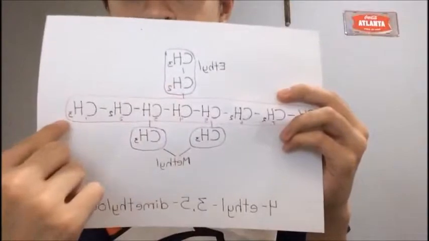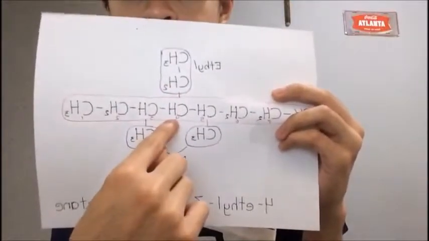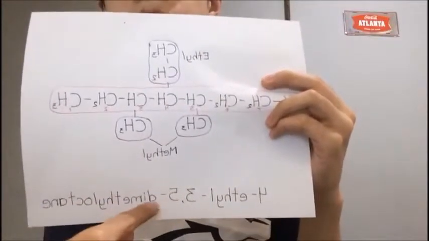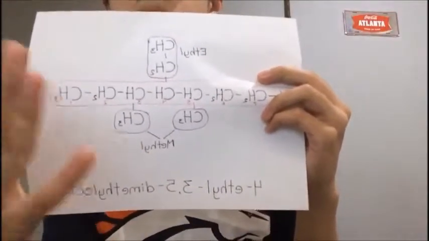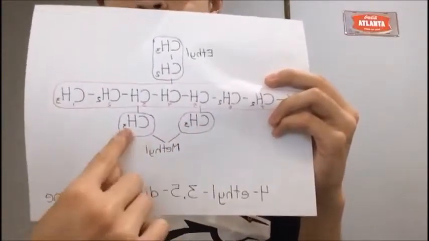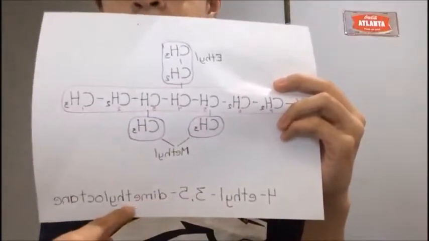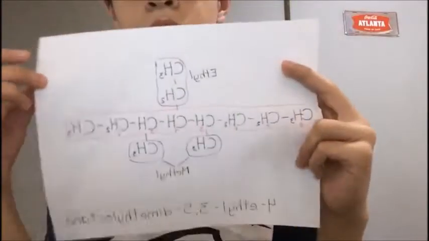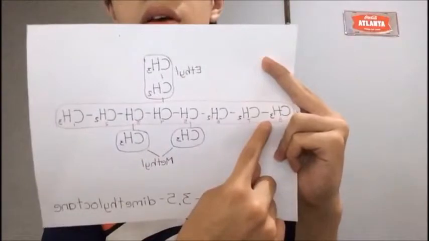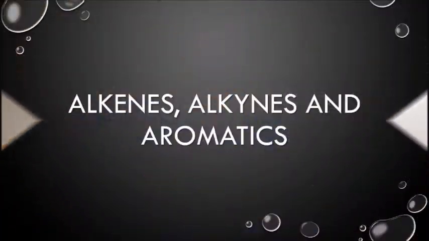So the name of this carbon chain will be 4-ethyl because it is placed on carbon number 4. Then it will be 3,5-dimethyl, and I say dimethyl because we have two methyls. So 4-ethyl-3,5-dimethyloctane. And why octane? Because the longest carbon chain has 8 carbons. And that's basically everything.